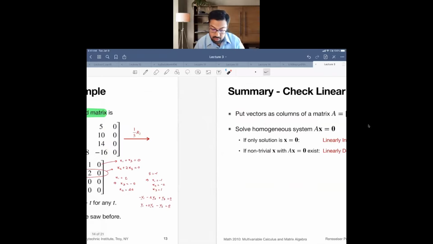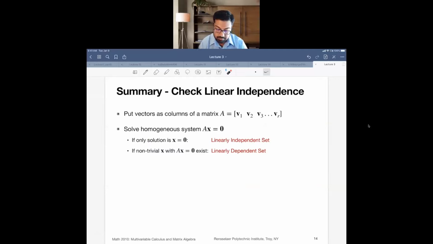Okay. Now let's quickly summarize. What we do first is put the vectors as columns of a matrix A: v1, v2, v3, and so on up to vr are the columns. Then we solve the homogeneous system of equations Ax equals 0. We know where that 0 comes from because the vector equation k1 v1 plus k2 v2 and so on has to equal 0.